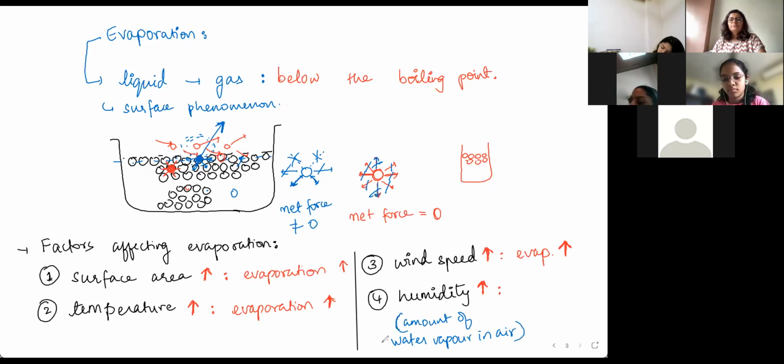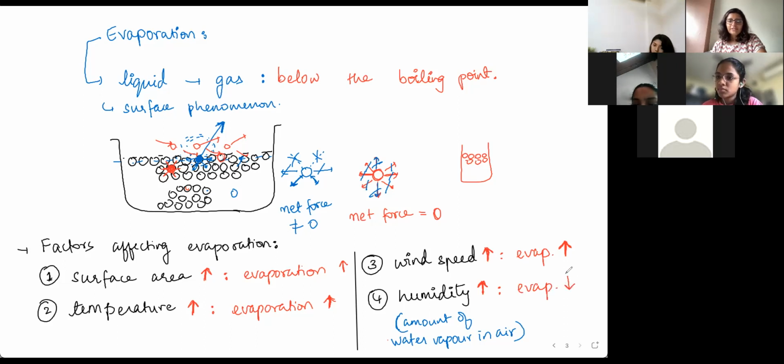Okay. So you have more humidity, yes, more water vapor in air. Less humidity, matlab less water quantity in air. So how do you think humidity is going to affect evaporation? Evaporation will decrease. Yes. Humidity agar zyada hai, so evaporation will decrease.